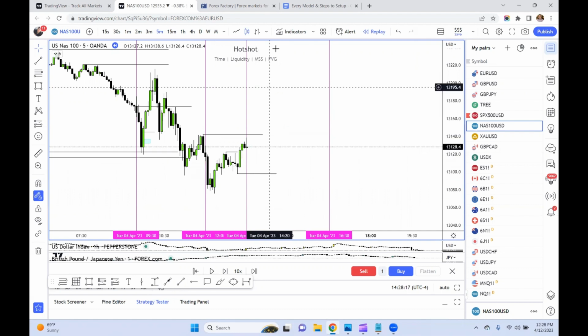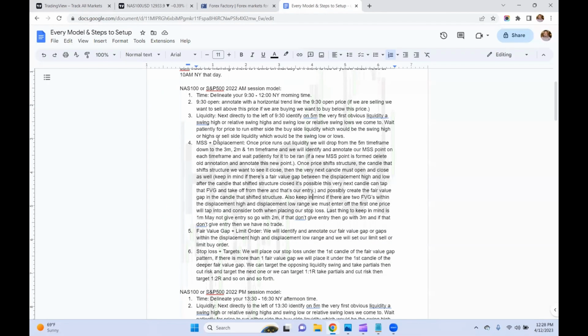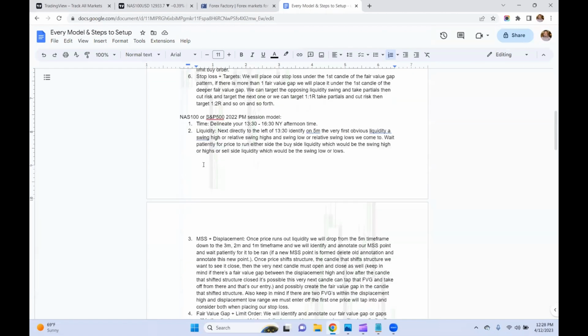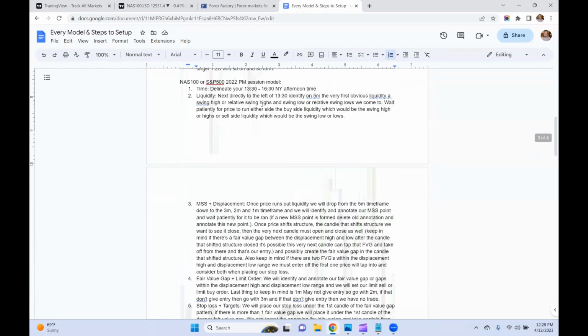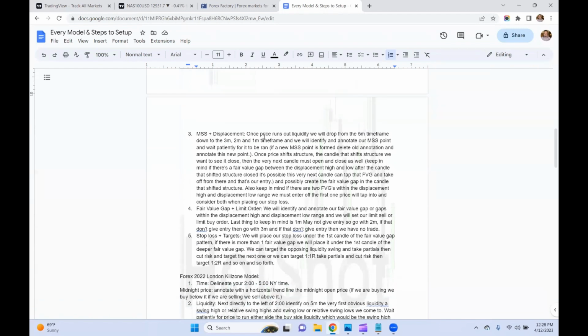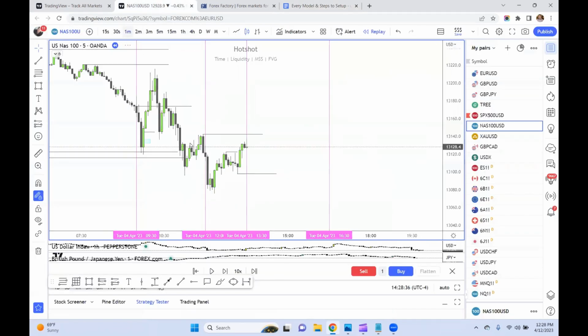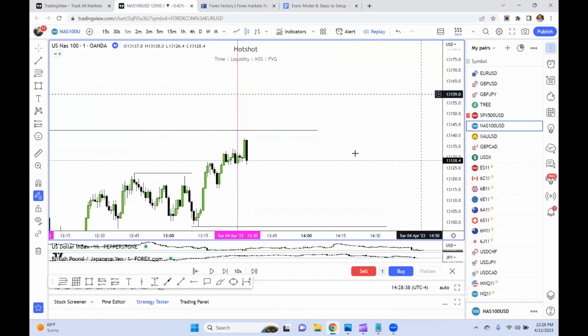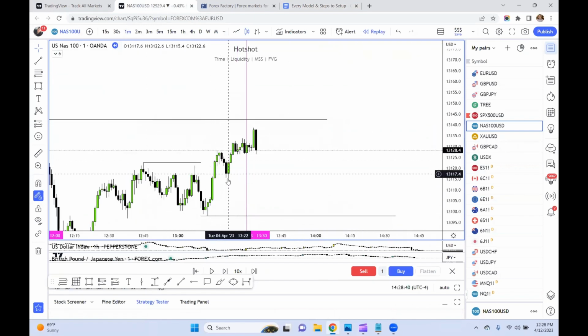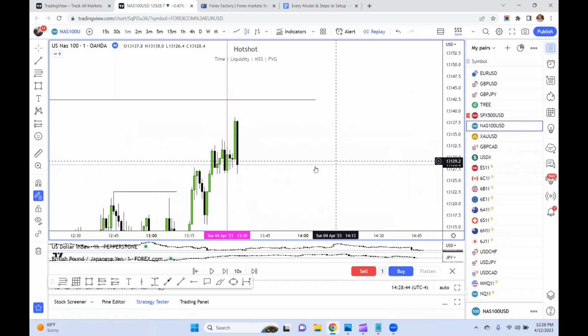We'll see though. Now, right here, let's go to the PM session model. Directly to the left, 13:30 on 5-minute, wait for it to be ran. Once price runs out liquidity, we'll drop from the 5-minute down to the 3-minute, 2-minute, 1-minute, like ICT says. But again, I'm sticking to the 1-minute in this video. So we'll drop to the 1-minute. Since it just ran out liquidity, there's a market structure shift point, market structure shift point. This is your valid market structure shift point right here.